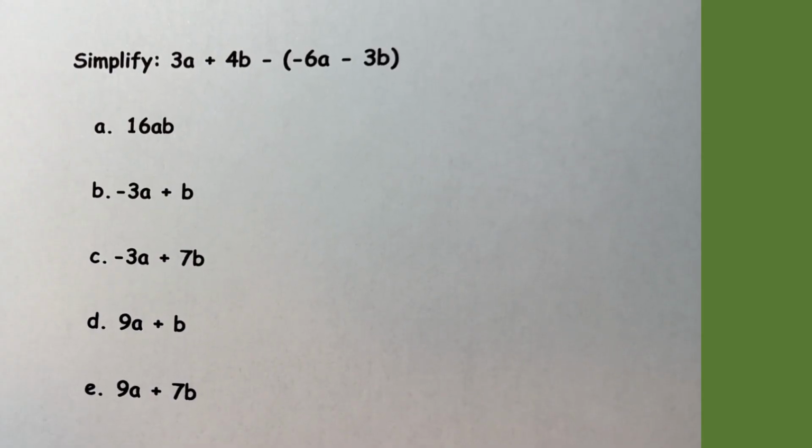We're looking at day 16 of our ACT Math Prep Review. It says simplify 3a plus 4b minus, in parentheses, negative 6a minus 3b.